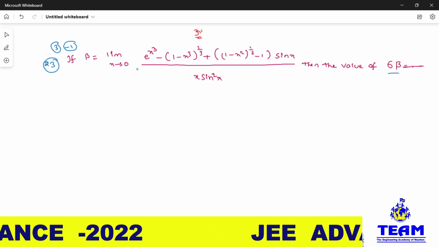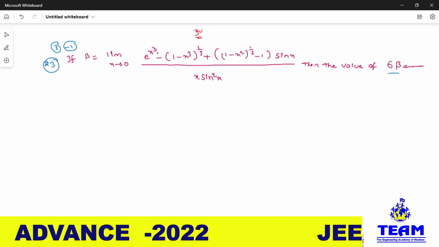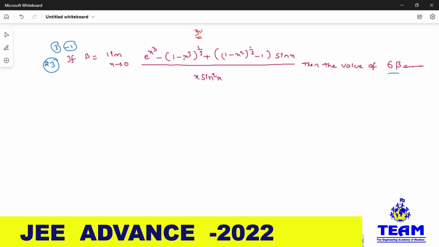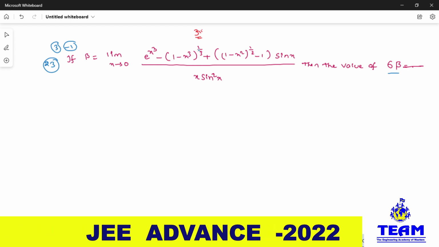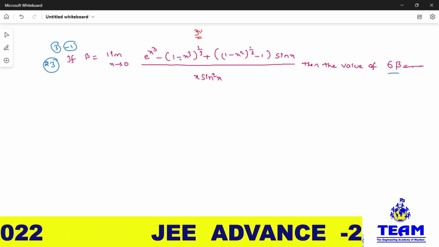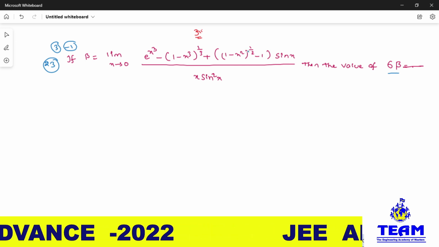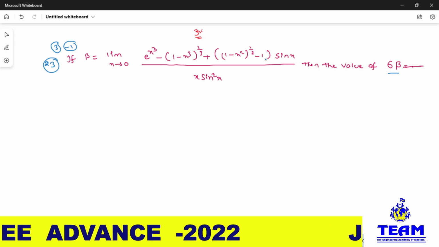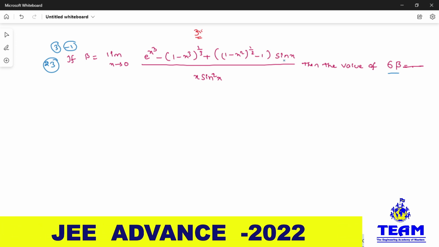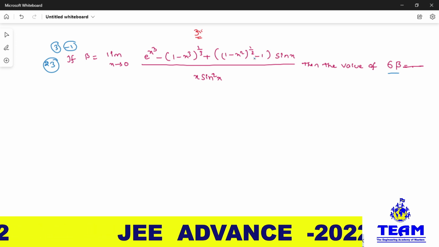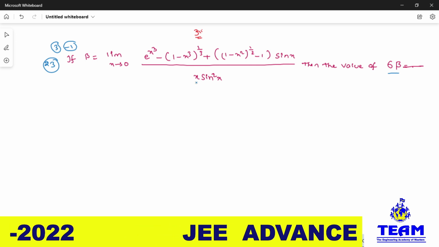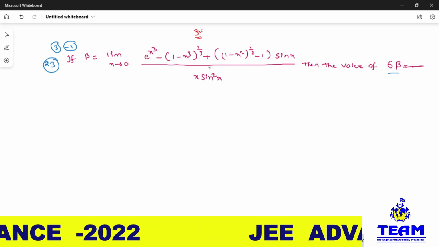As x tends to 0, e power 0 will become what? 1 minus 1 minus 0 means 1 to the power of 1 by 3 is 1. So 1 minus 1 is 0, plus 1 minus 0, so it is 1. 1 power non-zero is 1. 1 minus 1 is again 0. So 0 into this is 0. So the entire numerator will become 0 and denominator x is there. So simply it is 0. So 0 by 0 came.